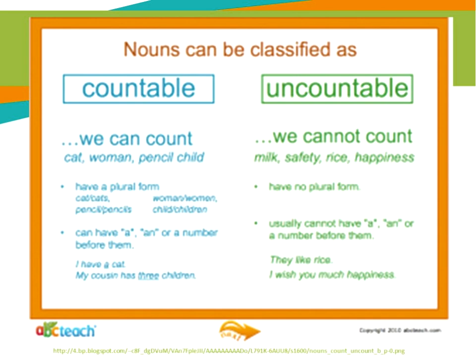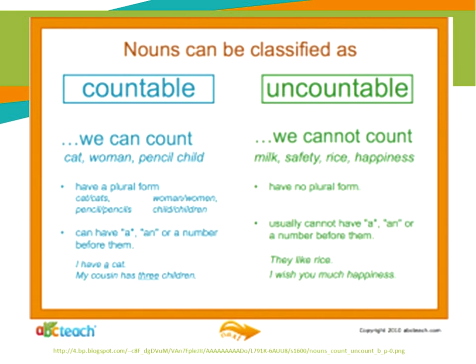Yeah? They can have a or an, or a number before them. For example, I have a cat, my cousin has three children or a child. Yeah, so when you can use a or an, it is a countable noun.